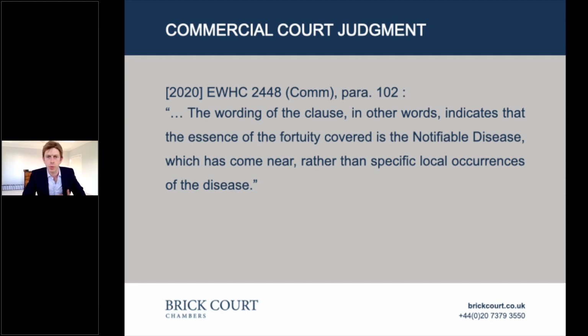The Commercial Court judgment was given by Lord Justice Flaux and Mr Justice Butcher. They held that, with two exceptions, the disease clauses provide cover for the pandemic as a whole. As you can see from this slide, they agreed with the FCA that the insured peril for the purposes of these clauses is simply business interruption caused by the disease, provided that there has been at least one case of the disease within the specified radius.